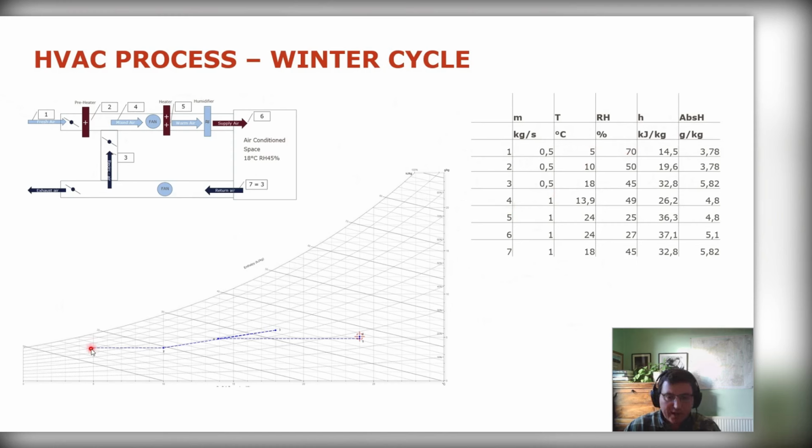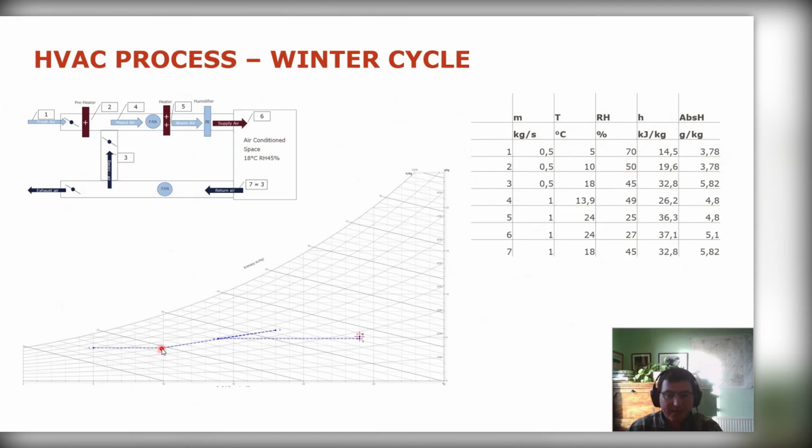So point 1, I can plot here at 5 degrees and 70%. Once I've plotted from the software, from the chart, you can read the rest of the values directly off the chart. From 1 to 2, it's sensible heating. I'm just increasing the temperature of the air. I'm not adding or subtracting any moisture. So my relative humidity will change, as you can see. It goes from 70 to 50, but my absolute humidity stays the same. The amount of moisture stays the same, just my temperature increases.